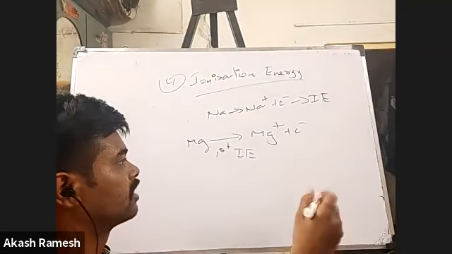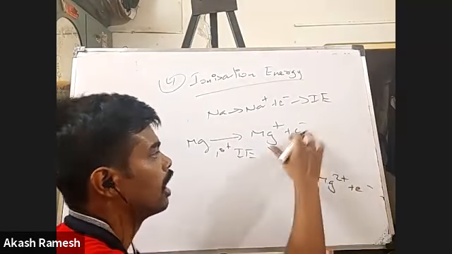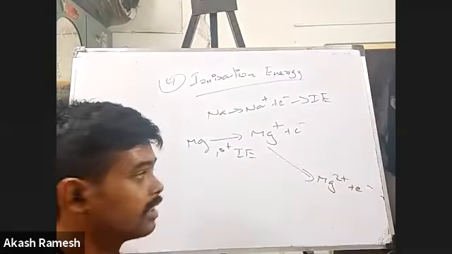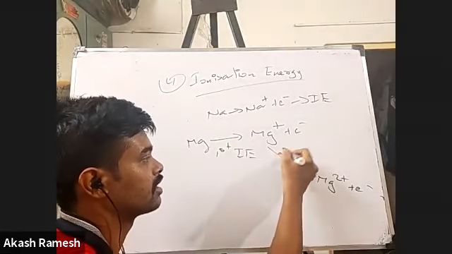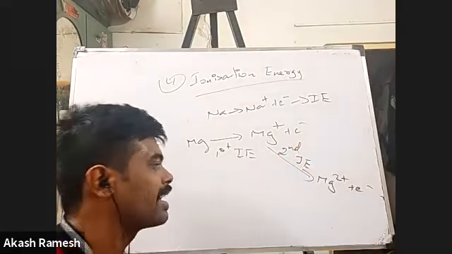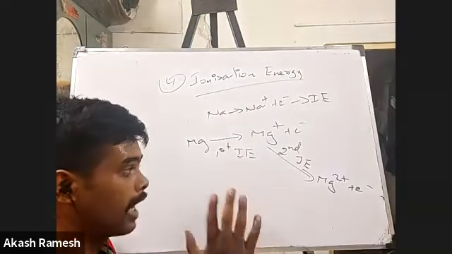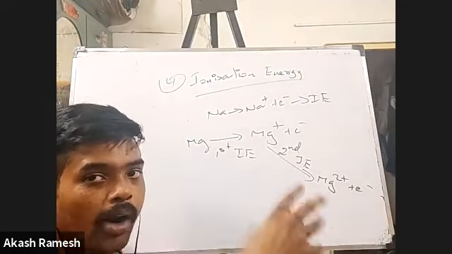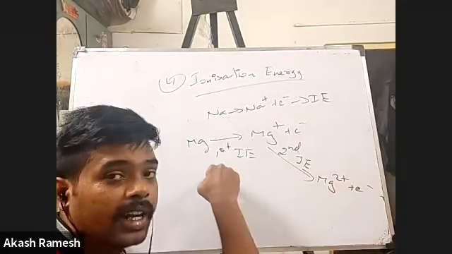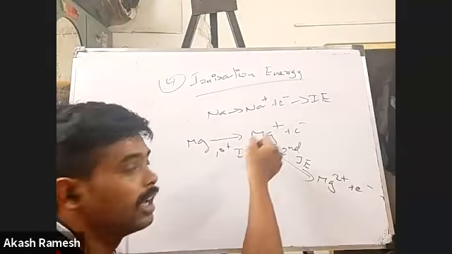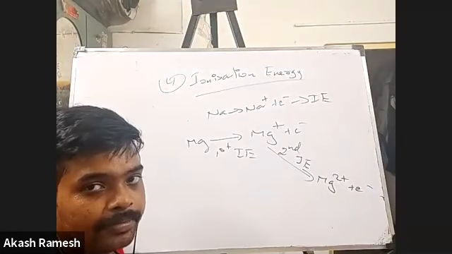Next, this Mg plus has to form Mg2 plus by losing another electron. In this case, it is going to be the second ionization enthalpy or second ionization energy. I already told you, one ionization energy means only one electron has to be removed. So here two electrons have to be removed: the first ionization energy for Mg to form Mg plus, and from Mg plus to Mg2 plus, I have to supply the second ionization energy.